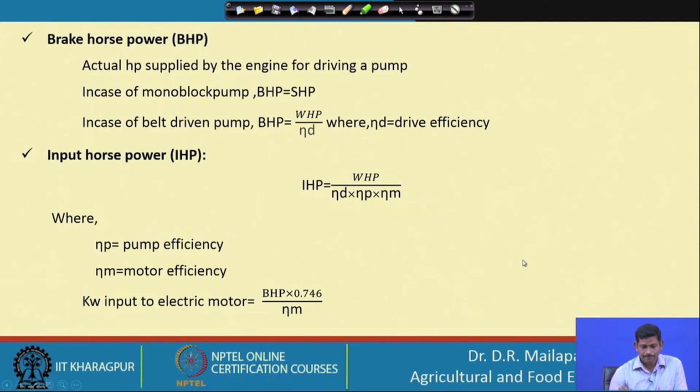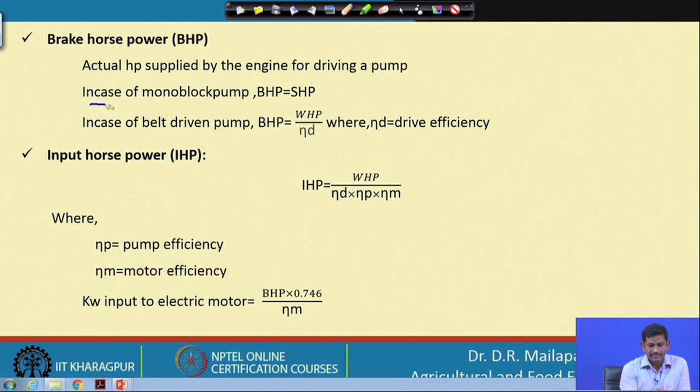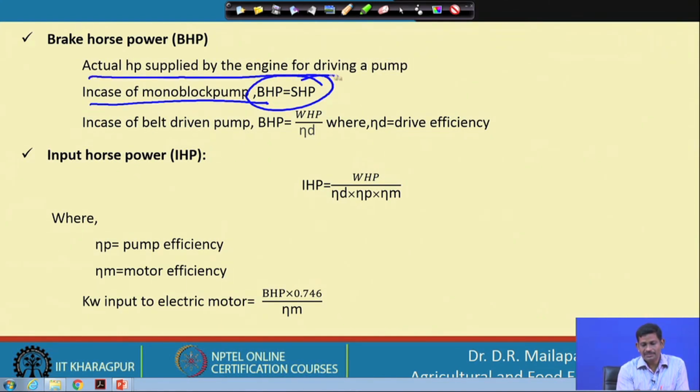Next, if you see, in case of a monoblock pump, BHP is equal to SHP. Brake horsepower is the actual HP supplied by the engine or drive to a pump. So, in case of a monoblock, brake horsepower is equal to shaft horsepower. In case of a belt drive, we have to put the drive efficiency here, WHP divided by drive efficiency, and you get BHP here.